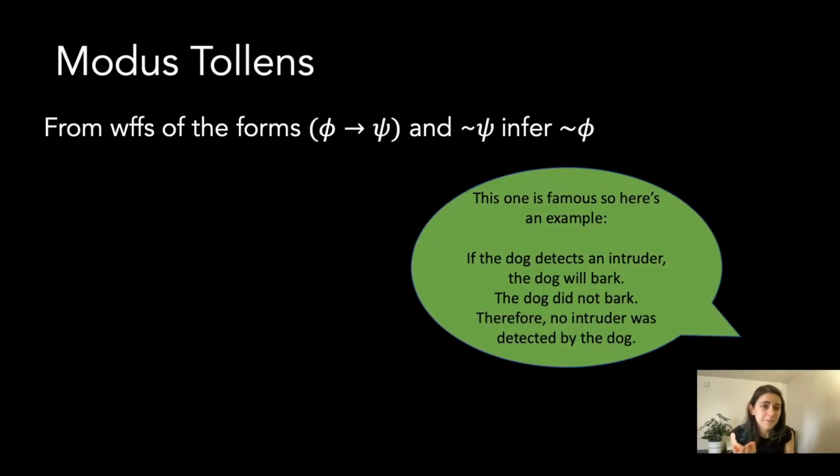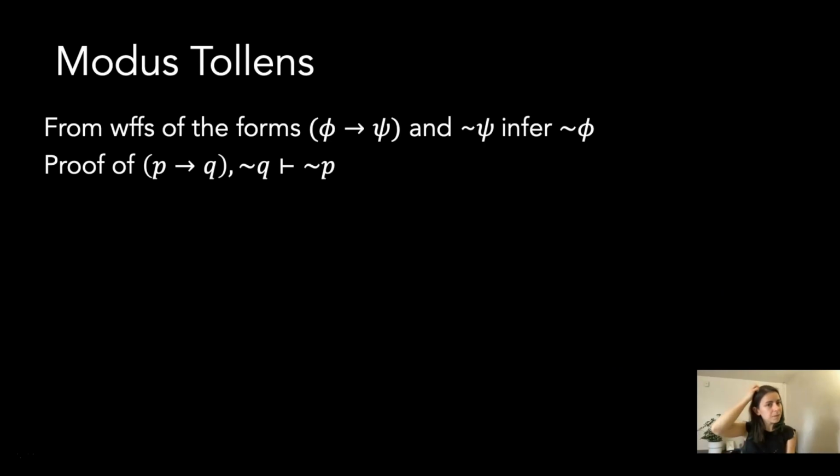This one's actually pretty famous in philosophy, so here's an example of what it looks like in practice. If the dog detects an intruder, then the dog will bark. The dog did not bark, therefore no intruder was detected by the dog. In this case, if the dog detects an intruder is phi, then the dog will bark is psi. The dog did not bark, so we had the negation of psi. Therefore, no intruder was detected, so negation of phi. And you'll see plenty of appeals to this kind of argument pattern in your everyday life.